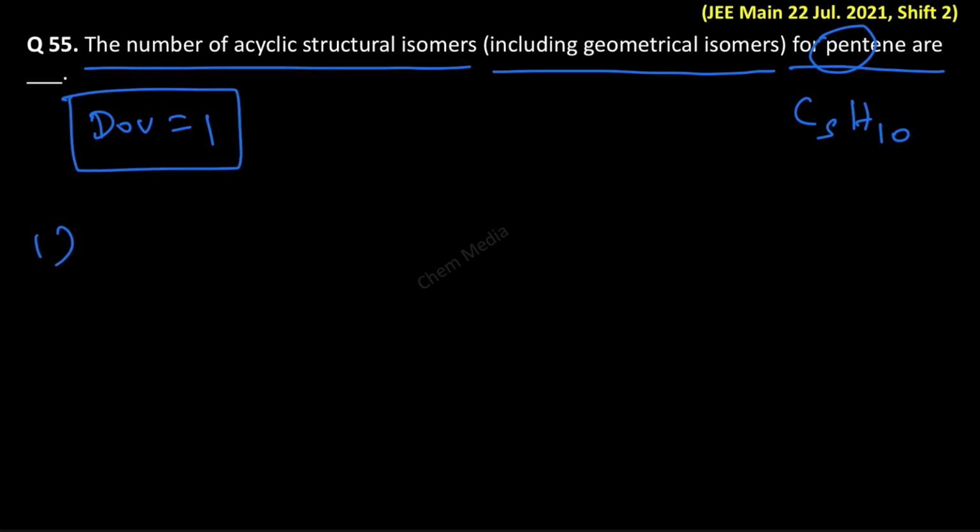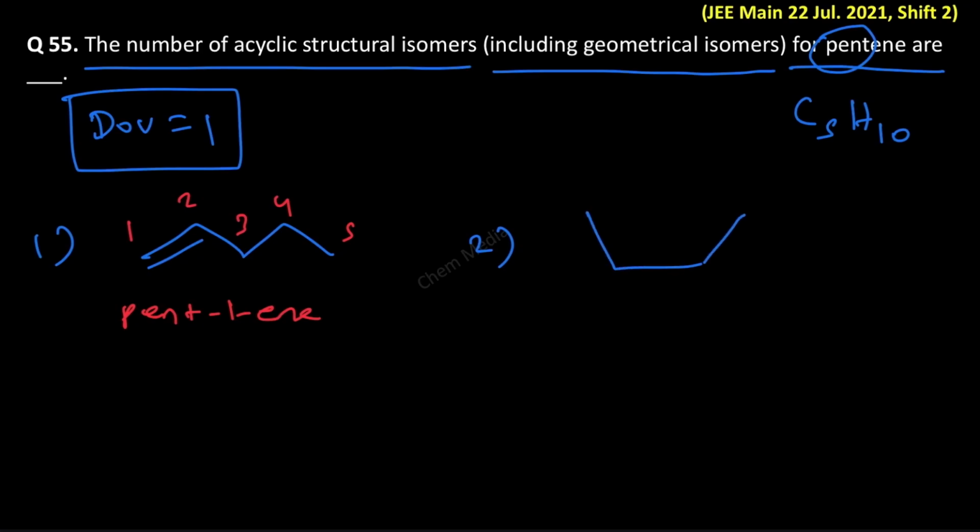Therefore, number 1 we can write pent-1-ene. That is 1 isomer. So 1, 2, 3, 4, 5, and then 1 double bond at position 1. This is pent-1-ene. And then number 2 we are going to write pent-2-ene, but we are going to write the Z isomer of pent-2-ene. That would be 1, 2, 3, 4, 5, and a double bond at second position. We have hydrogens on the same side. What do you call it as? The cis isomer.